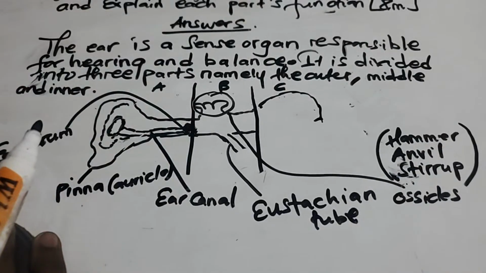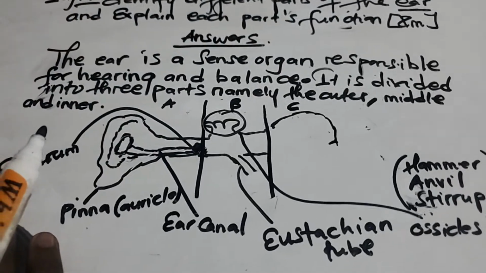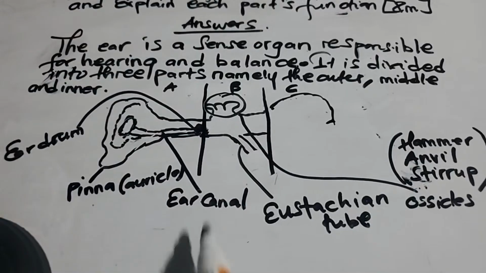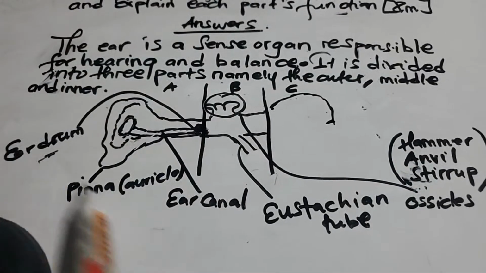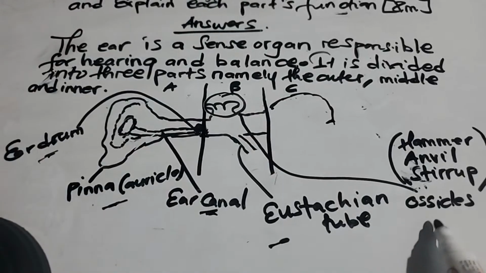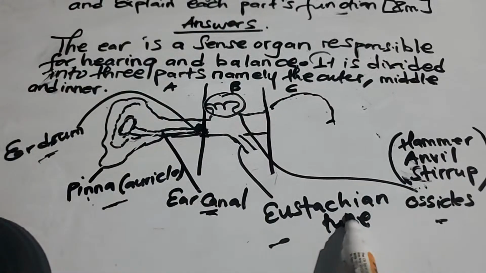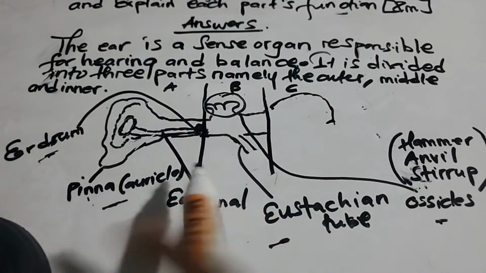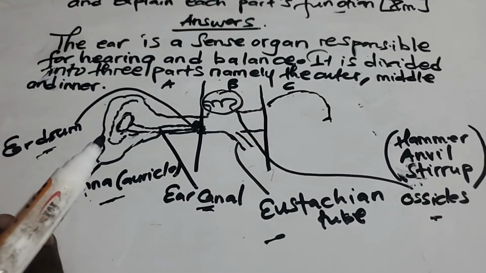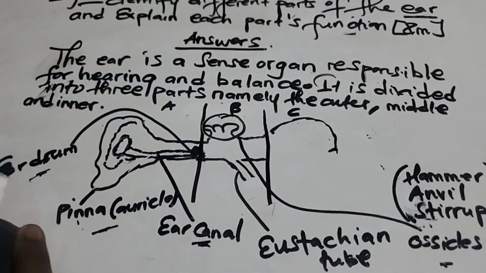If you check here, the question carries how many marks? Eight marks. This simply tells you that you have to come up with eight major parts. Here we have one mark, here one mark, also here one mark, one mark, and also here one mark. So altogether one, two, three, four, five. Let us come up with the parts, then we start giving each its function, for you to get those good marks in biology.